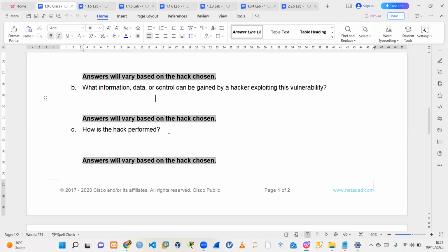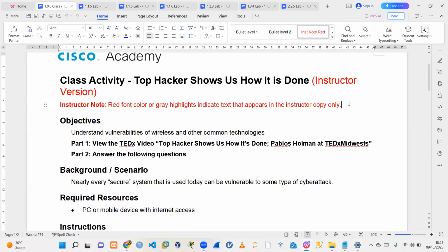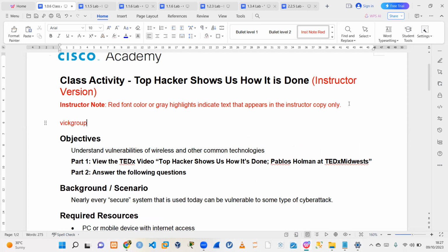Then how is the hack performed? So you have to watch that video and tell me how the hack was performed. So you have to send this to my email, which is vgroup@gmail.com. Send all answered labs.